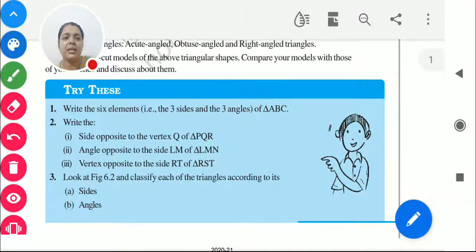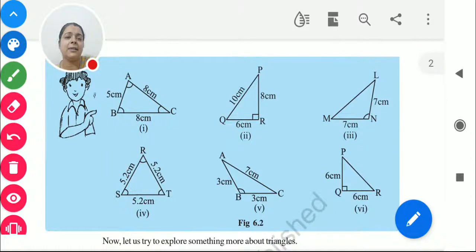Now we are coming to the next point. That's why I said we need to go for the basic property, the basic revision of it. Now coming to this, here it is just on the basis of sides, because the side lengths are written in centimeters. So here you have to find out the kind of triangle on the basis of the lengths of the sides. So what do you find here?